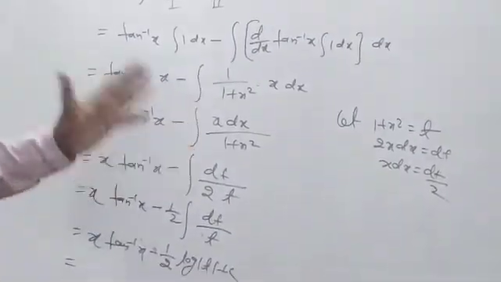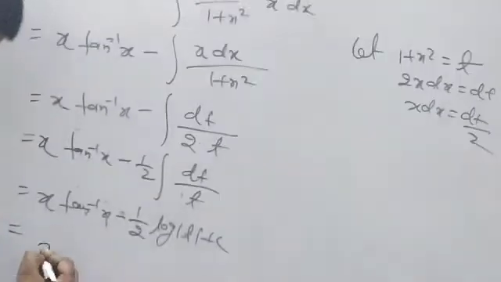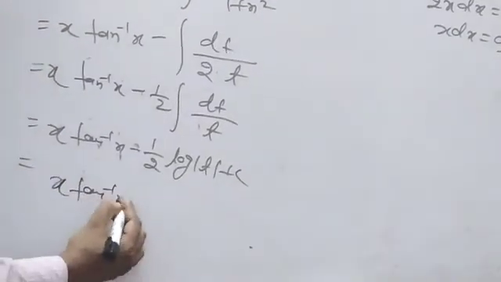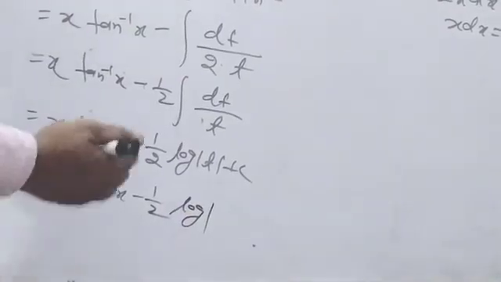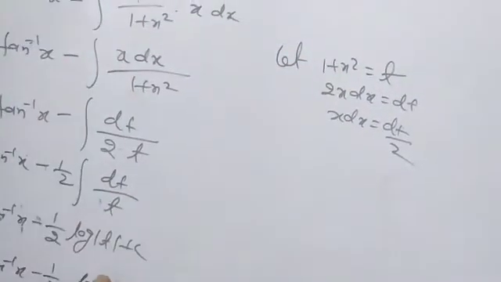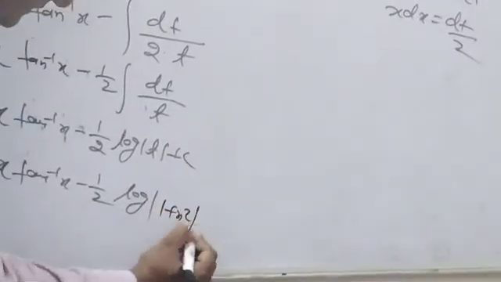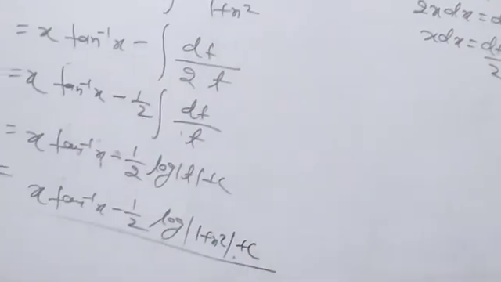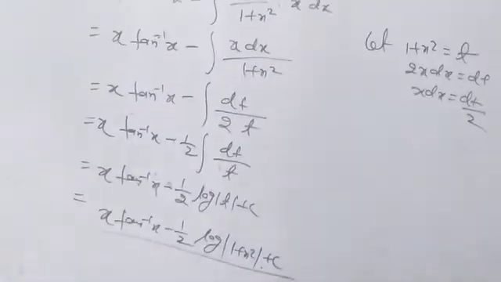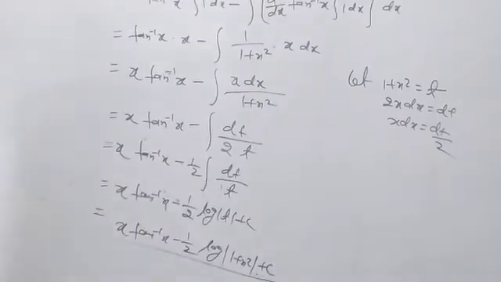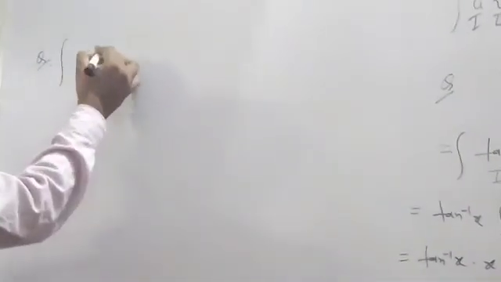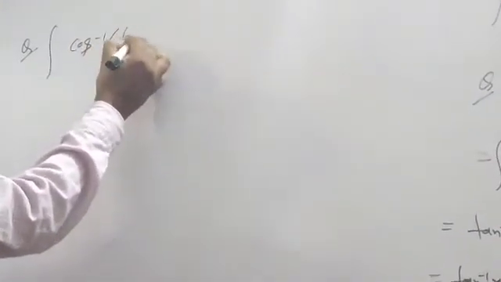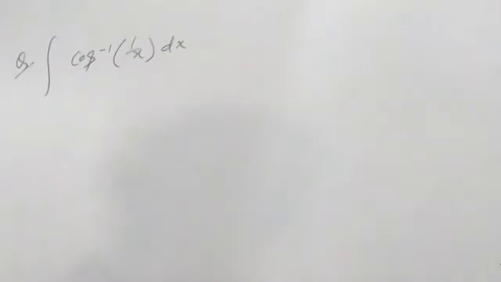At last, the question is in this form, so the answer should also be in the same form. x into tan inverse x minus 1 by 2 log of, what is the value of t? 1 plus x square, plus c. Now this is the answer. Understood? Correct? Okay. Now, next question. Integration of cos inverse 1 by x dx. Clear? Understood?